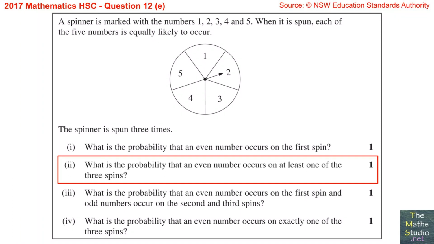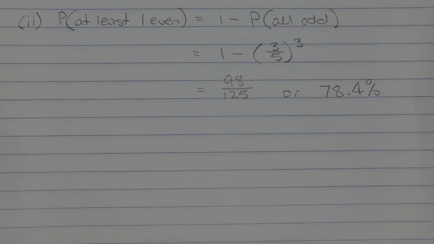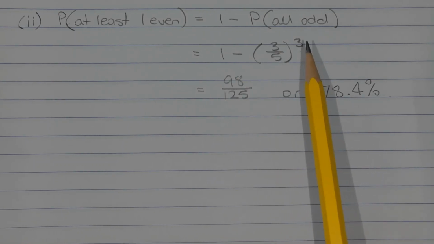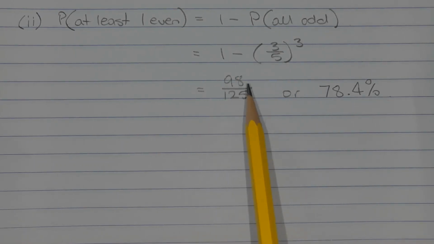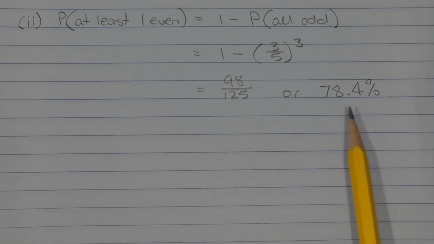Part 2. What is the probability that an even number occurs on at least one of the 3 spins? By the law of complements, the probability of at least one even number is equal to 1 minus the probability that all 3 numbers spun are odd. So that's equal to 1 minus (3 over 5) to the power of 3, which equals 98 over 125 or 78.4%.